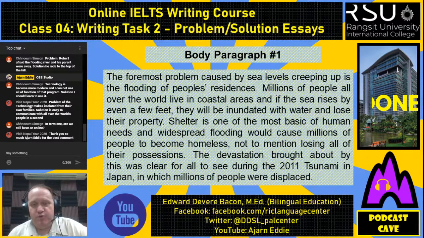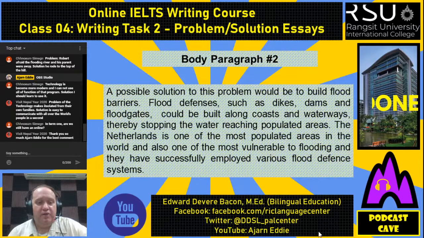Body paragraph 2. A possible solution to this problem would be to build flood barriers. Flood defenses such as dikes, dams, and floodgates could be built along coasts and waterways, thereby stopping the water reaching populated areas. The Netherlands is one of the most populated areas in the world and also one of the most vulnerable to flooding, and they have successfully employed various flood defense systems.